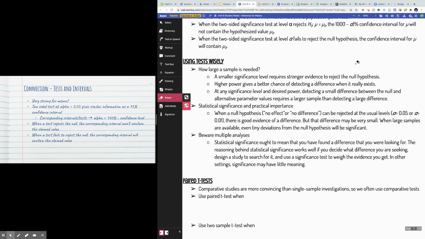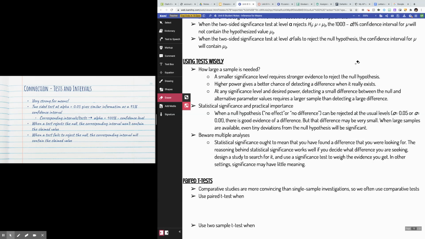And you can also achieve that by setting a higher power level, right? Which, remember, is directly related to the significance level that you set. So a higher power of a test does give us a better chance of detecting a difference when it actually exists. At any significance level that you choose and any power level that you want to have, if you want to detect very small differences between the null and alternative values, you have to have a larger sample size. So these very small differences require a larger sample size, okay?